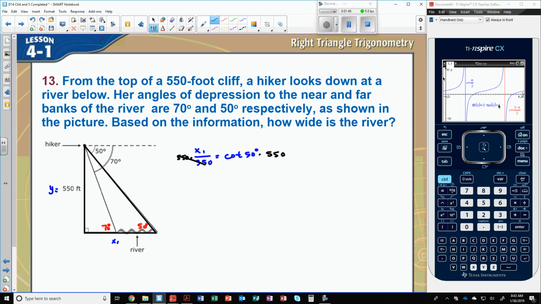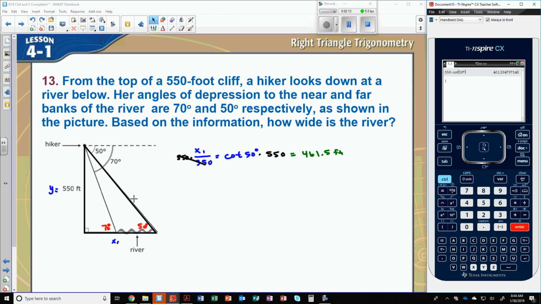And so we come over here to our calculator. I'll go calculator, 550, because I usually write that in front of the trig function, cotangent of 50 degrees, equals 461.5 feet. So that right there is 461.5 feet. That's our x1.